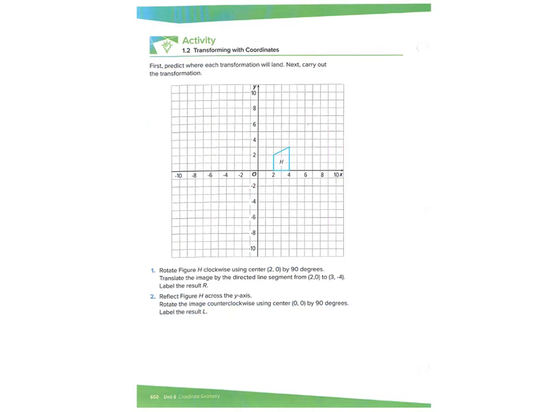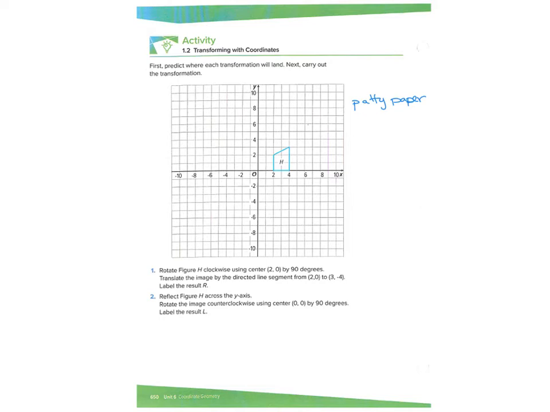So first of all, this activity can be done with patty paper. And I think for a lot of kids, it makes it easier when you can actually physically move the H, this little four-sided quadrilateral, around with patty paper. But we're going to do it without patty paper for this video. I'll show you how to do patty paper in Zoom in class.